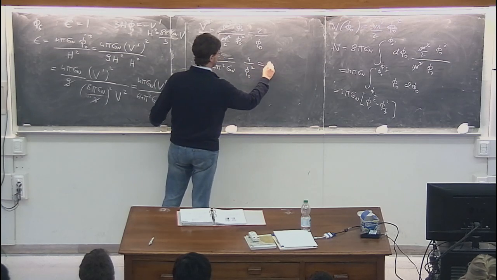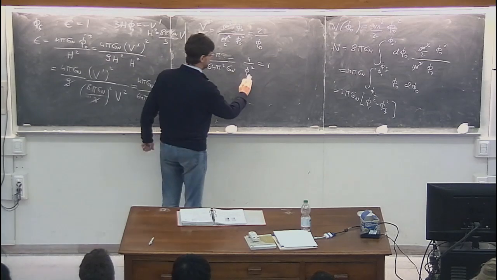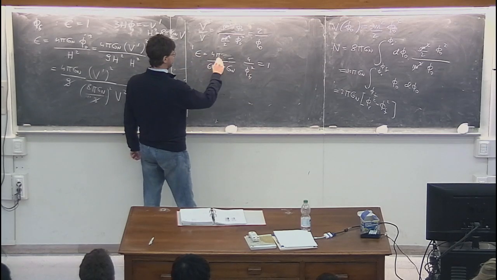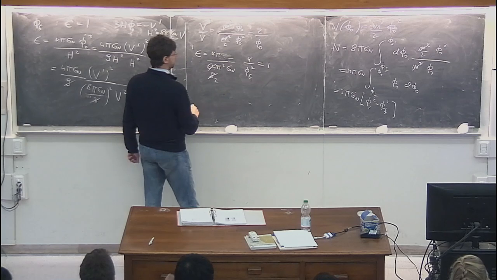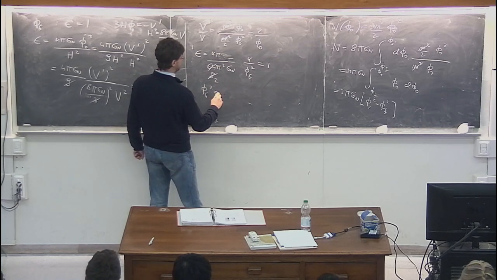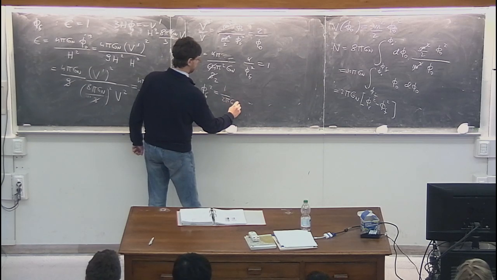I want this to be equal to 1, so you see I can find the value of phi f, in fact, phi f from here. Okay, so I have 1 over 8, this becomes a 2. So phi final square is nothing else than 1 over 2 pi g Newton.